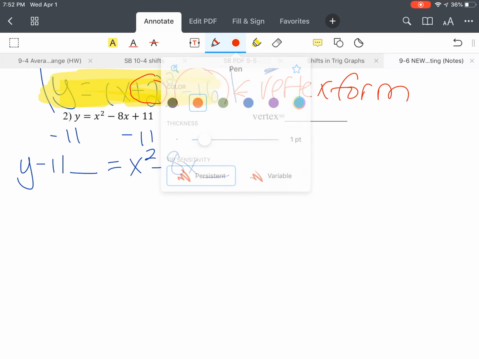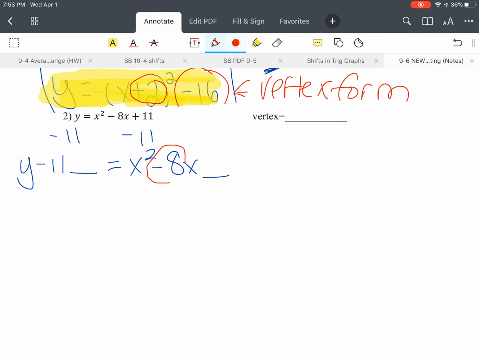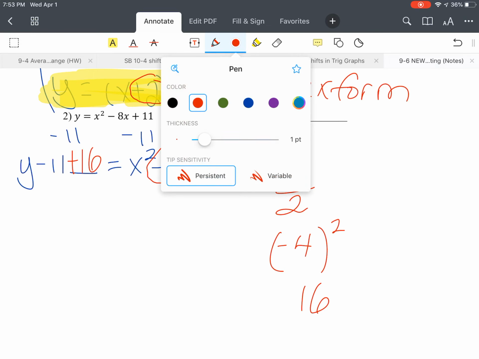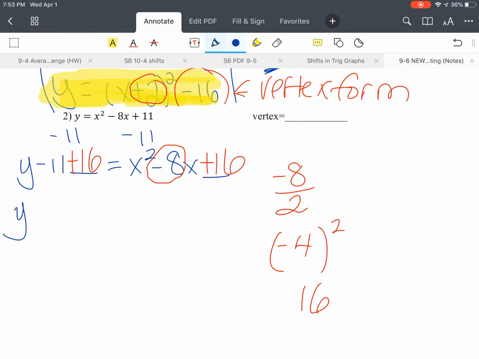Okay, now when I complete the square, the next thing I do is I take half of the b value, half of the number in front of the x, so that's -8. I'm going to divide that by 2. It's -4. And then I am going to square that, so I get 16. So I'm going to add 16 to both sides. So I could just add on the left. I get y plus 5.